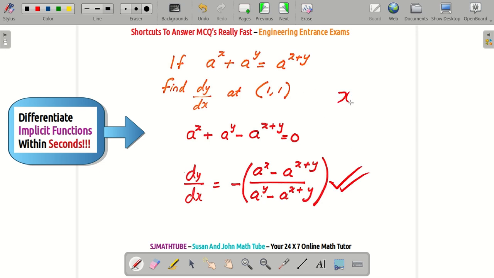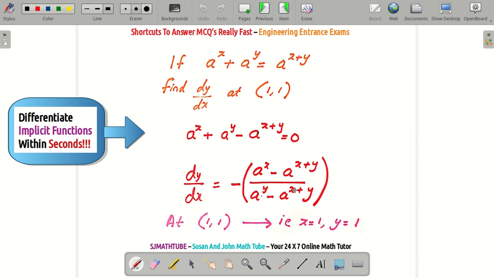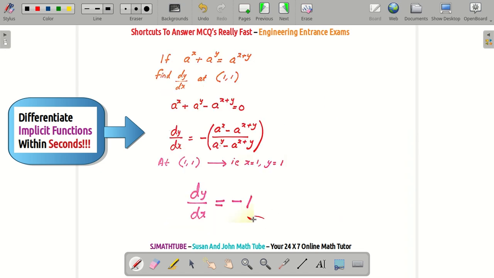Now tell me, what will happen if you put x equal to 1 and y equal to 1? Think about it. Don't write. I know you have pen and paper with you, but in an entrance exam you have to save time. So if I put x equal to 1 and y equal to 1, I'm going to get the same thing in the numerator and the denominator. So these things are going to get cancelled, and my answer will be equal to minus 1. And that's it. Now shall we go for one more question, a little bit more complicated.